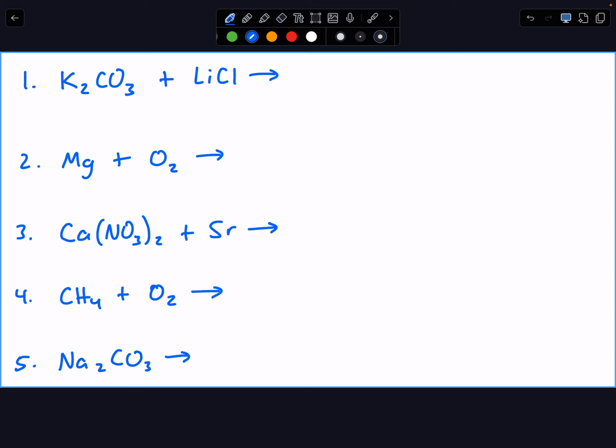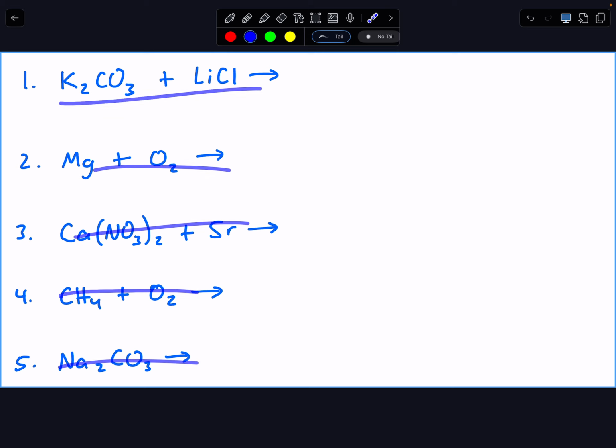Okay, so here are 5 practice questions. On your own, I want you to identify the type of reaction that these are on paper, and then we're going to go over it together. Just by looking at it, you write down: is this decomposition? Is it double replacement? Is it single replacement? Is it combustion? Is it synthesis? Decide what type of reaction these are.